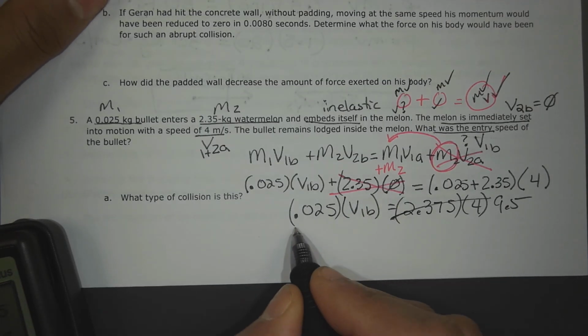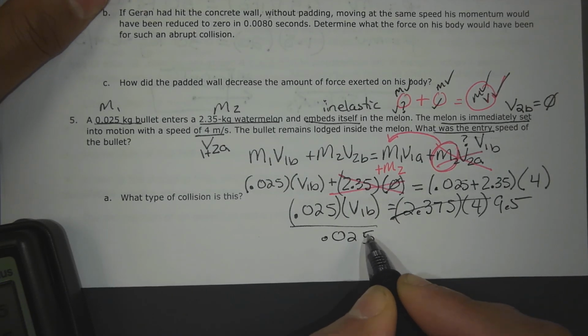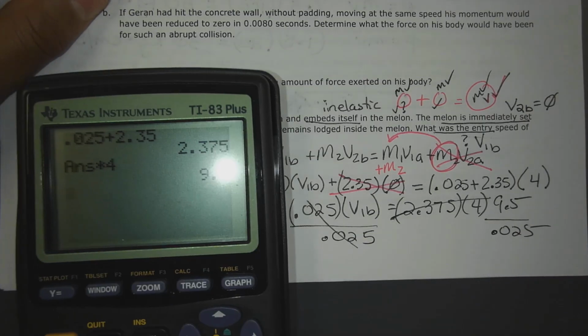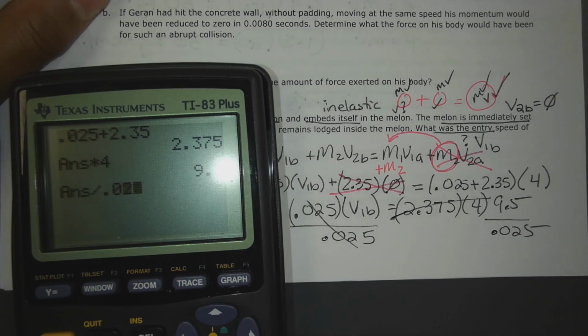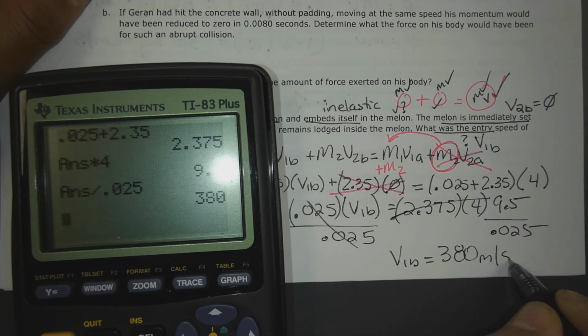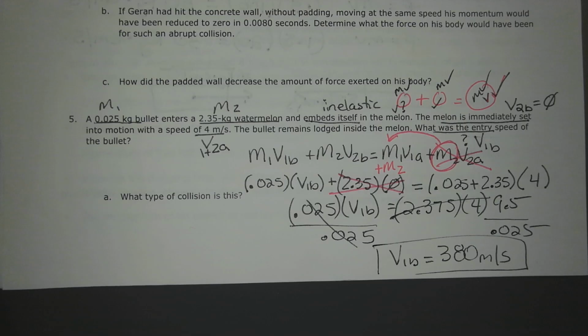Now I have to isolate, divide this side by 0.025, cancel, divide by 0.025. The velocity of the bullet before it hit the watermelon was 380 meters per second. Hopefully that's what you got. If you did it and you AI'd it, well, great. But I hope you understood it, okay?